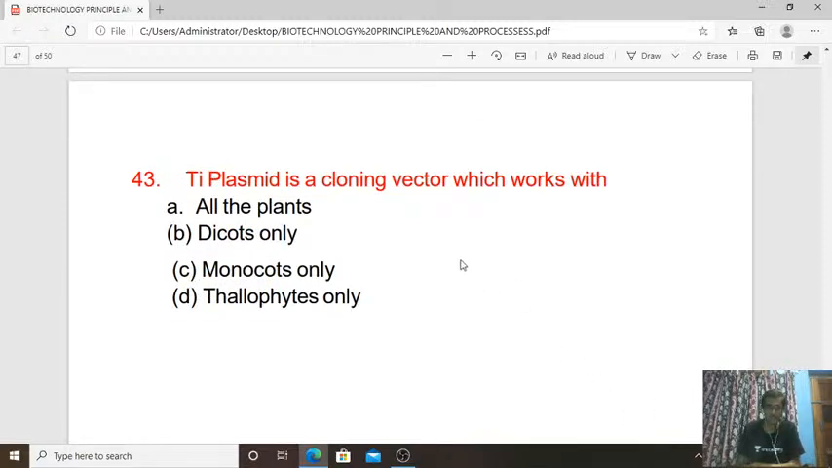Question 44. TI plasmid is a cloning vector which works with what? Tumor inducing plasmid: all plants, dicots only, monocots only, thallophytes only. It is dicot only, where secondary growth is there, where they form the crown gall disease. If you want to introduce any gene into a plant through Agrobacterium tumefaciens, we can use the TI plasmid of Agrobacterium tumefaciens. For any dicot type plant, you can use this TI plasmid. So the answer for 43rd is B.